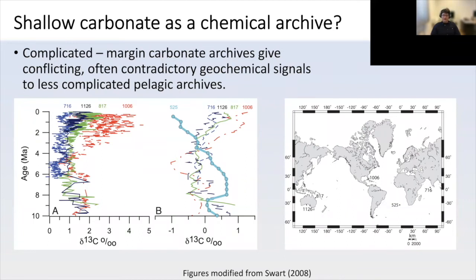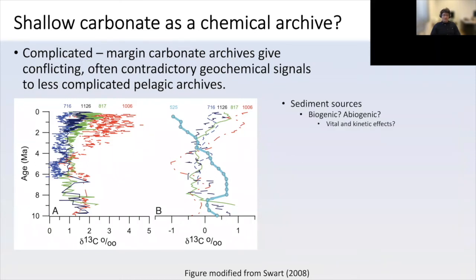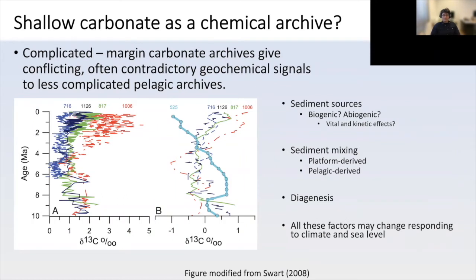So shallow carbonate records have sedimentary complexity to them, which makes them more complicated to apply as a geochemical record, but they can be, and these are the reasons that I just described. You have a number of factors that make them more complex. You have different sediment sources. You have the platform sediment. You can have mixing between platform and pelagic sediments. Diagenesis is, of course, always an issue because, at least in the modern, shallow carbonates are made predominantly of metastable high magnesium calcite and aragonite, which will recrystallize quite readily over time. And all of these factors can change in response to global sea level, which is why you often can see correlated carbon isotope excursions in systems that are quite far away from each other.